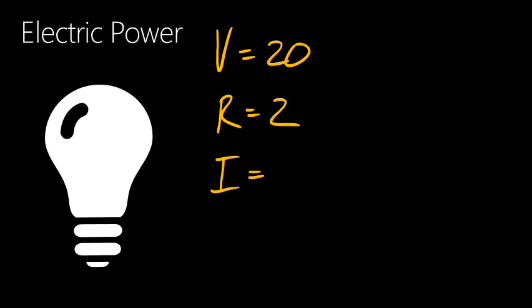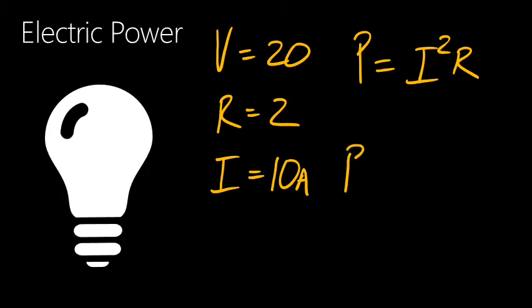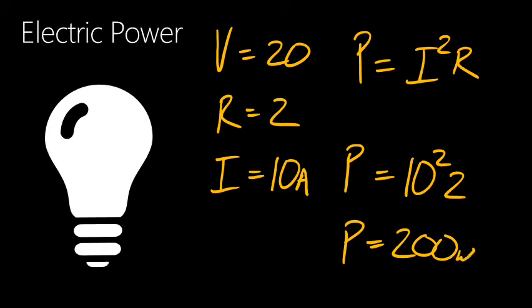So if we used our last example, you might remember that we had a voltage equal to 20. We had a resistor equal to 2 ohms, and our current couldn't be any more than 10 amps. So again, if we apply the formula here, P equals I squared R, our P is going to be equal to 10 squared times 2. So that would imply that our power would be 200 watts in this case, and so we know we need to buy a light bulb of 200 watts.